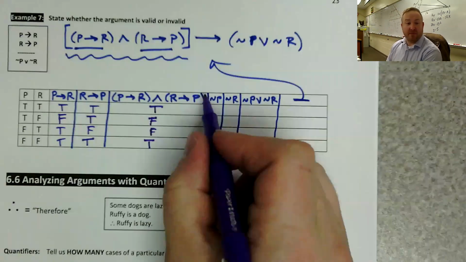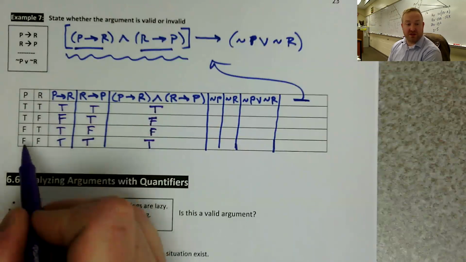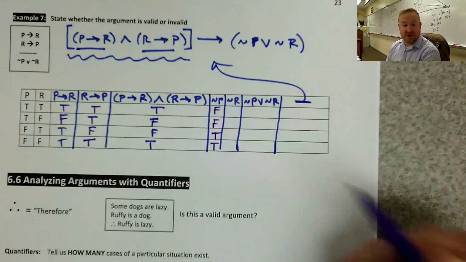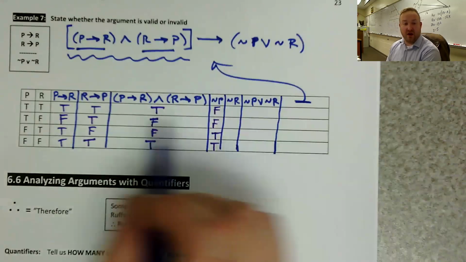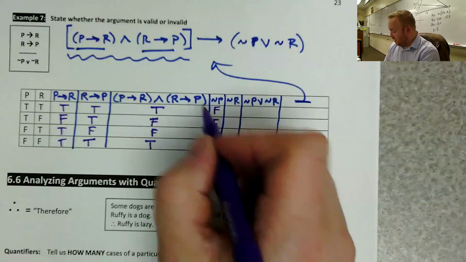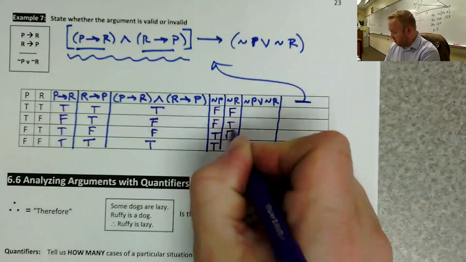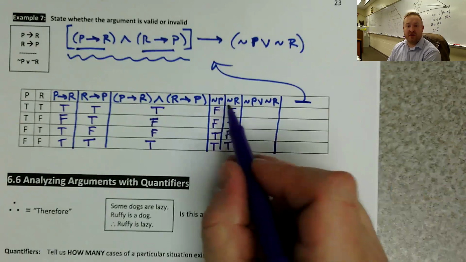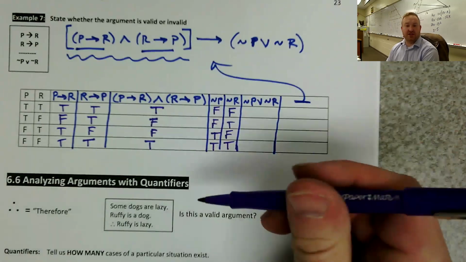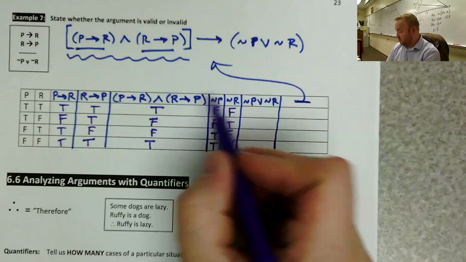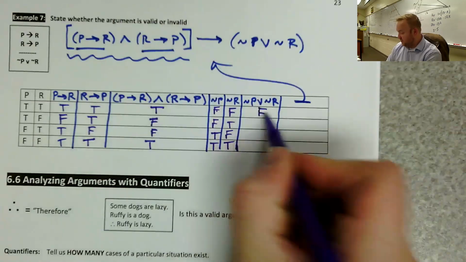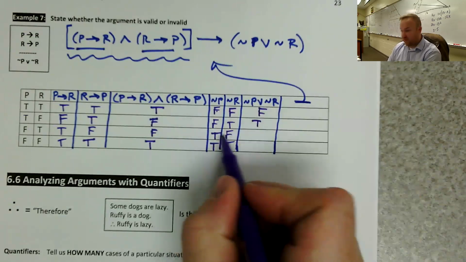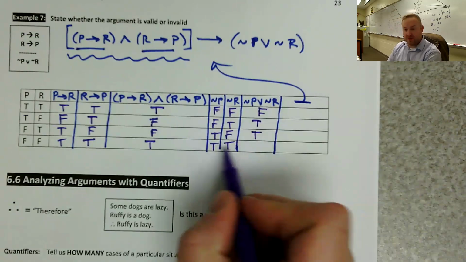Okay, not P, I'm going to go down. P says true, true, false, false. So we'll change that to false, false, true, true. It's just the opposite. Now I want the opposite of the R column. So true, false, true, false. We'll switch those and it'll go false, true, false, true. Now I want the disjunction of those two columns. The disjunction rule is only false when both are false. So here, they're both false, so I can say this is false. Here, they're not both false, so I have to write true, not both false, so true, not both false, so true.